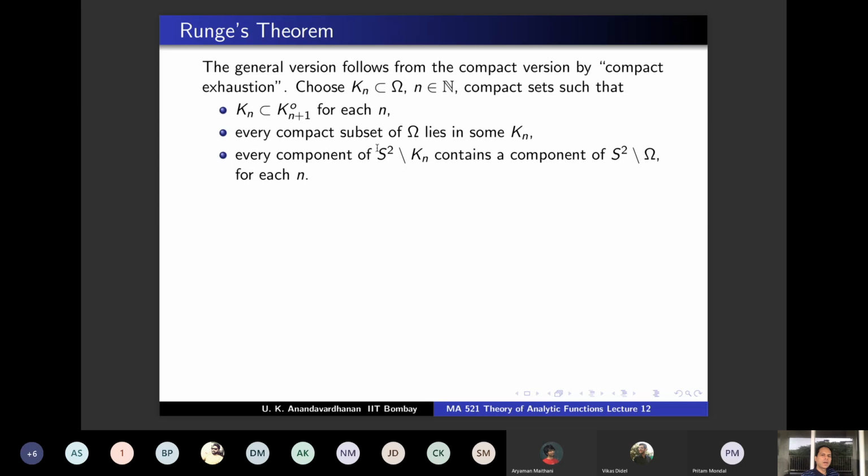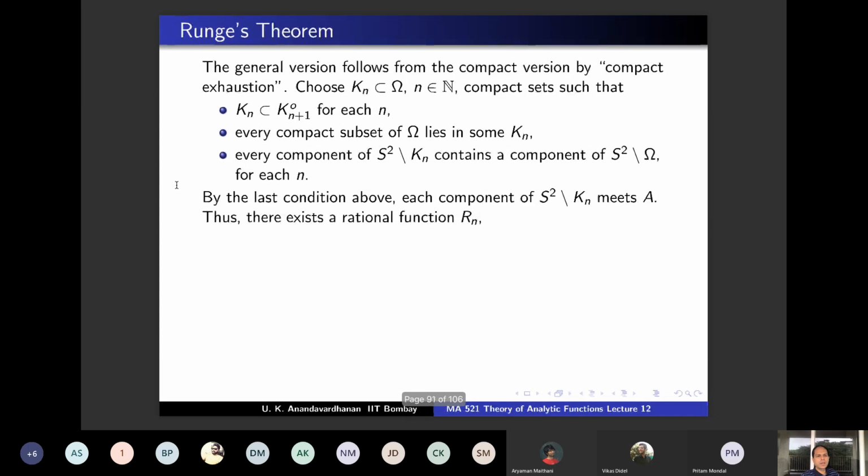Right? If A meets each component of S² minus Ω, then A meets each component of S² minus Kn. And therefore, we can apply Runge's theorem for compact sets. Where are we applying? We will apply it for Kn, and you will get some rational function so that the distance can be made arbitrarily small. And you argue for 1/n. Take epsilon to be 1/n.